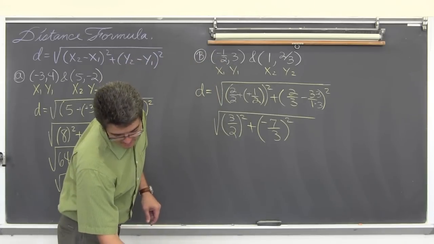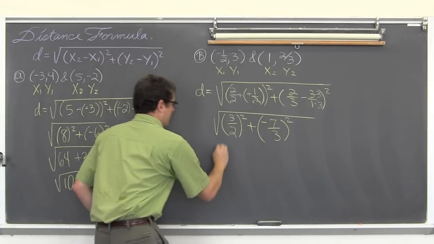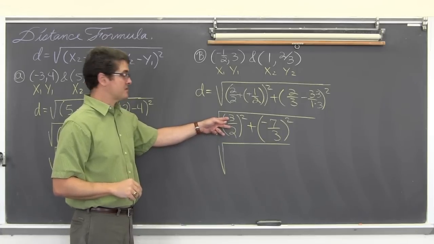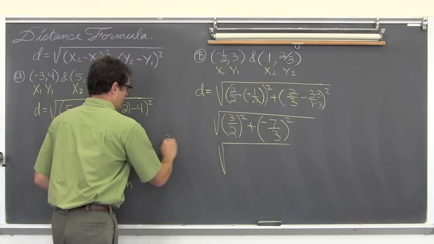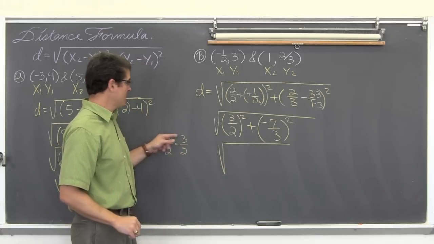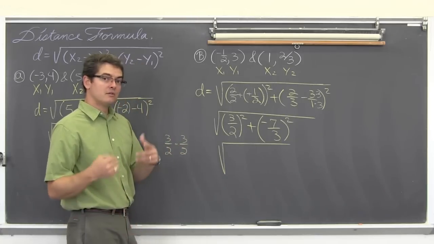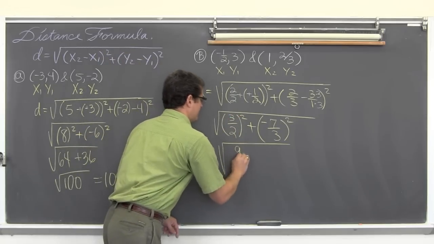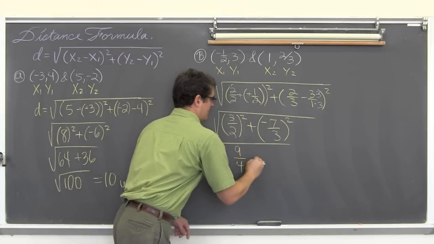Make sure I haven't made some kind of careless mistake. No. Okay. When you square a fraction, like 3/2 squared is 3 over 2 times 3 over 2. 3 times 3 is 9, and 2 times 2 is 4. So you square the numerator and the denominator. 3 squared is 9. 2 squared is 4.